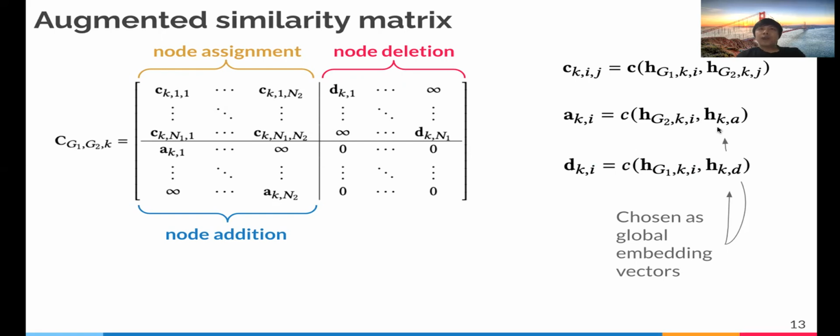Specifically, we define two global embedding vectors at each of the GCN levels that are responsible for node addition and node deletion correspondingly. And based on these embedding vectors, the addition and deletion cost is a function of the specific node embedding and the global embeddings.